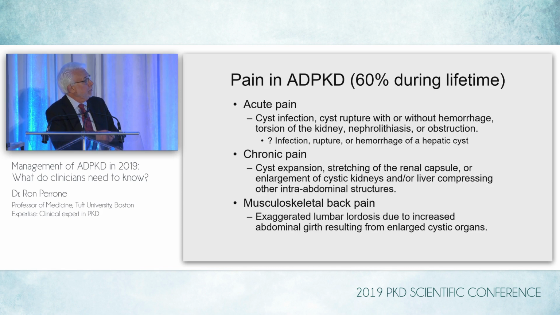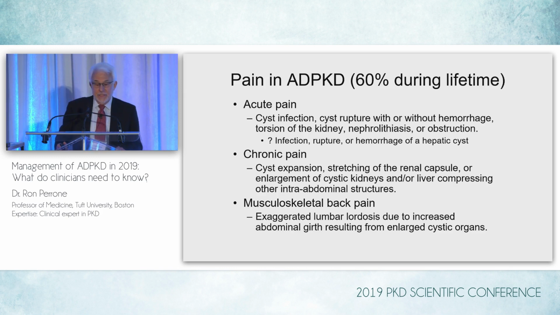Chronic pain is typically a result of cyst expansion, stretching of the renal capsule, or enlargement of the cystic kidneys and compression of other intra-abdominal structures. And finally, in people with very large kidneys, they can get musculoskeletal back pain, related to this exaggerated lumbar lordosis due to increased abdominal girth resulting from enlarged cystic kidneys.